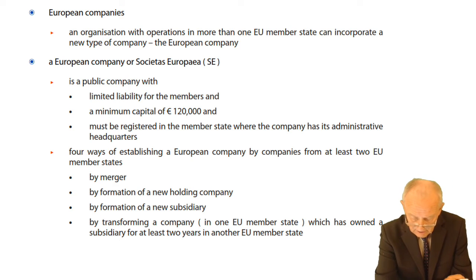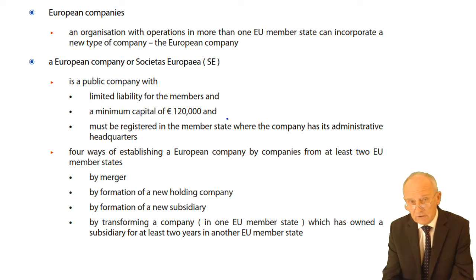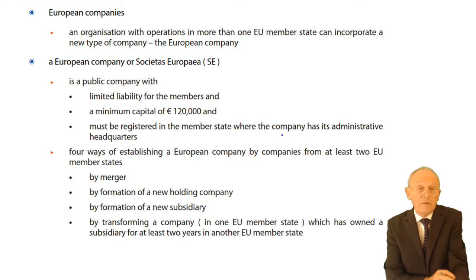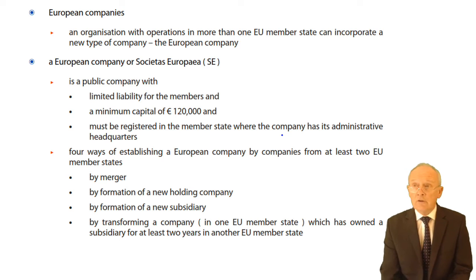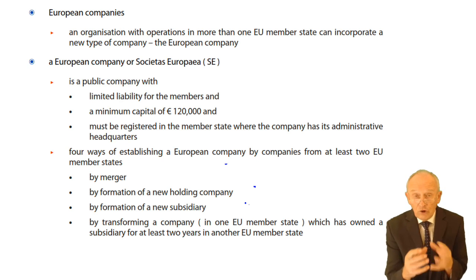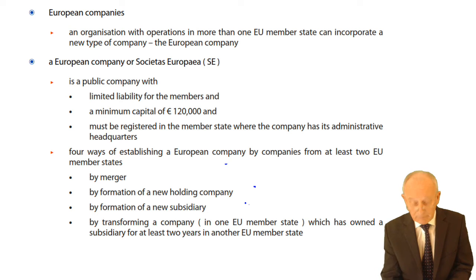Societas Européennes, an SE. A public company, limited liability, minimum capital of 120,000 euros, so substantially greater than the UK public companies. Must be registered in the member state where the company has its administrative headquarters. Well, that's not a problem. That surely cannot be difficult. 4 ways of establishing: by merger, by formation of a new company, by formation of a new subsidiary, or by transforming a company. It already exists in one EU member state. It's owned as a subsidiary for at least 2 years, and then we can register it in another EU member state.